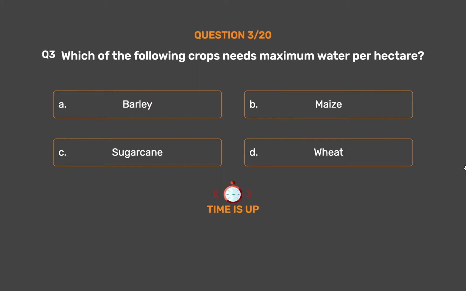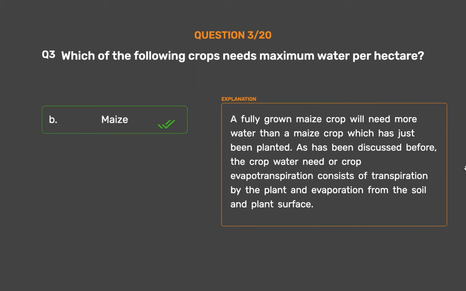The correct answer is Option B. Maize. A fully grown maize crop will need more water than a maize crop which has just been planted. As has been discussed before, the crop water need or crop evapotranspiration consists of transpiration by the plant and evaporation from the soil and plant surface.